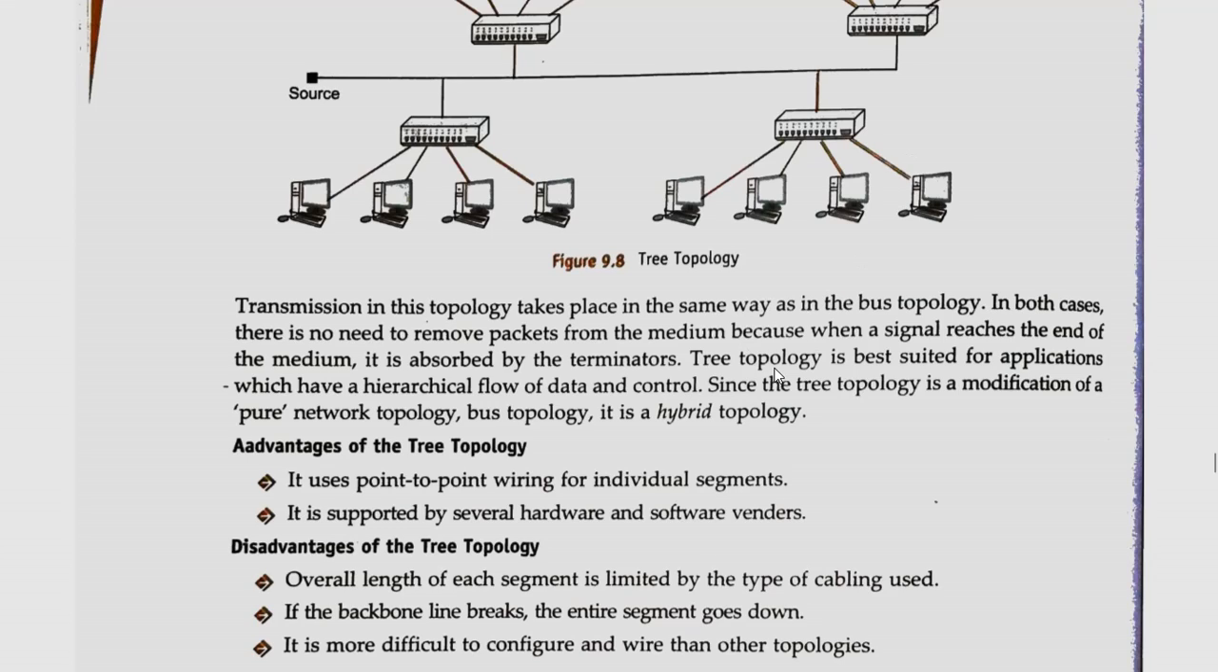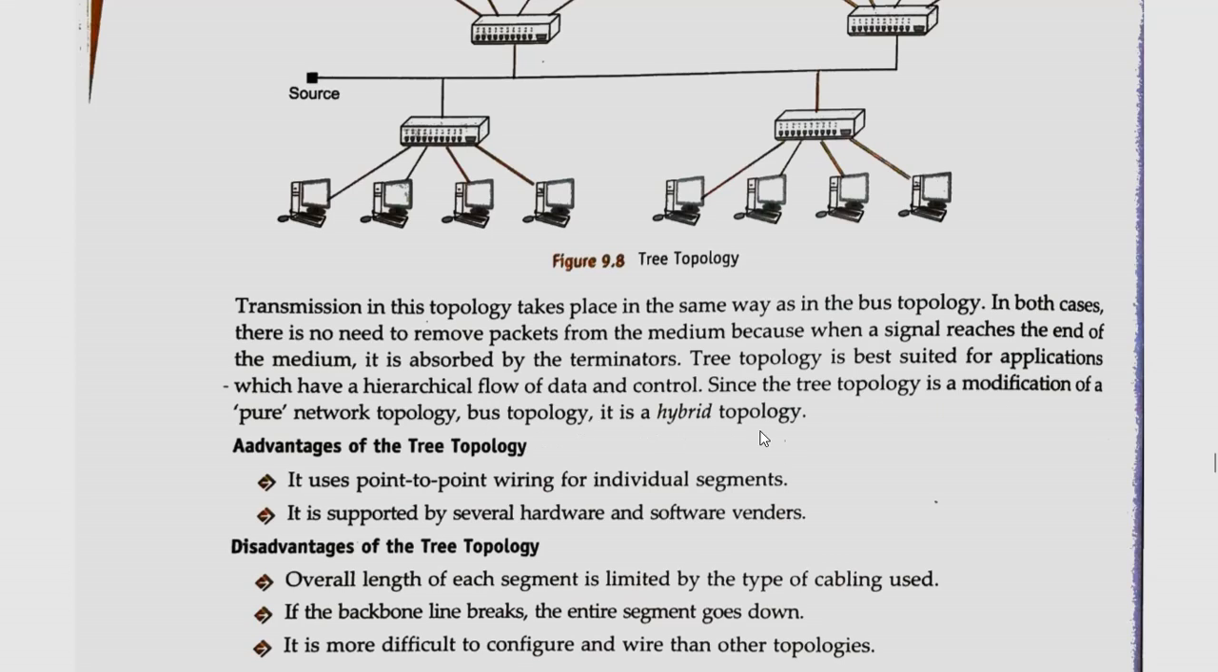Now the tree topology is best suited for applications which have hierarchical flow of data and control. Hierarchical, you know only that it is in a particular order: it will reach here, then from here it will reach a particular set, then from here a particular subset. So there is a hierarchical order of the data. In that case, you are going to use the tree topology. The tree topology is a modification of a pure network topology.